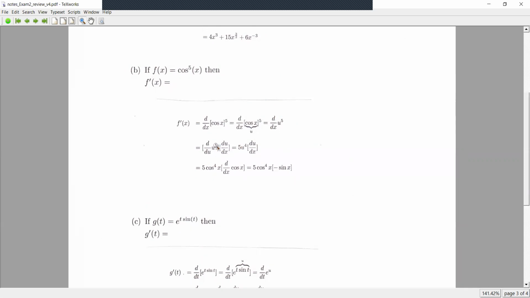Derivative of u to the fifth with respect to u, by the formula for power function, is 5u to the fourth. Now delete u. Plug in cosine of x for u here. Then I have this equation. Derivative of cosine of x with respect to x is negative sine of x. This is the answer to question B.